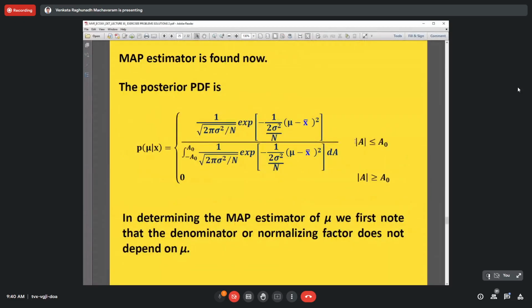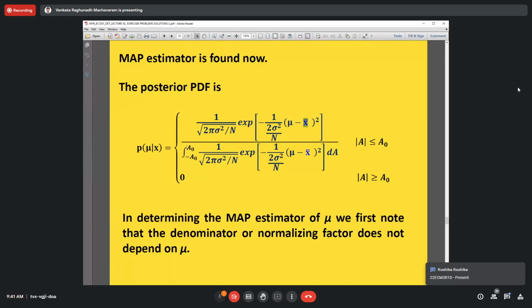One can have A less than or equal to A naught, or A greater than or equal to A naught. Why A naught? It means you took it as mu naught. Okay, the mean value is mu naught. So the parameter is A, or A naught and mu naught are the same. Okay, so for the MAP estimate of mu or A, the denominator normalizing factor does not depend on mu. So sigma square average.